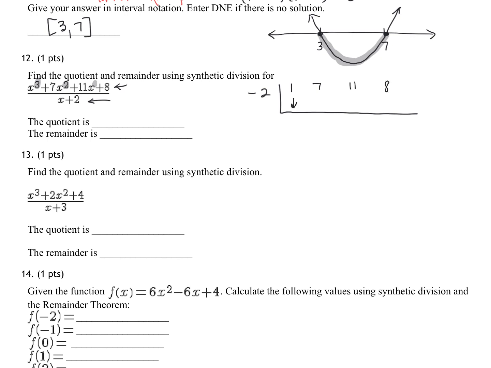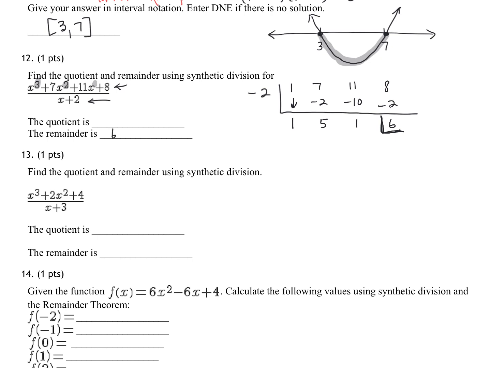We start synthetic division by bringing the first number down, and then we multiply. So we get -2, we add, we get 5. We multiply and get -10, we add and get 1. We multiply and get -2, we add and get 6. The last number is always the remainder, so the remainder is 6.